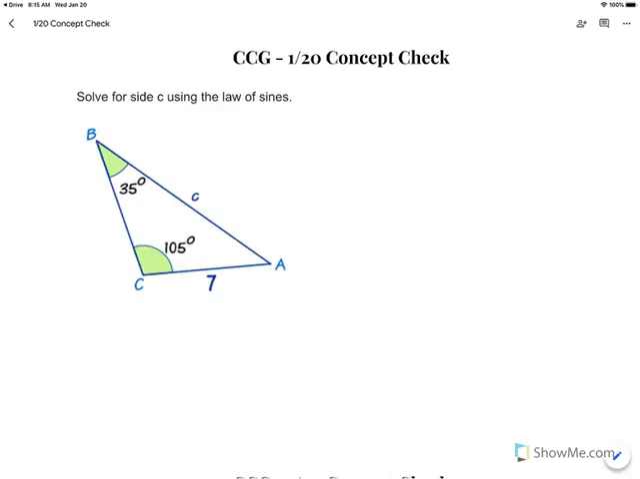Okay, here's your warm-up for today, you guys. This is what you would have had in class. So go ahead and write this triangle down. You'll definitely want to have this in your notebook.